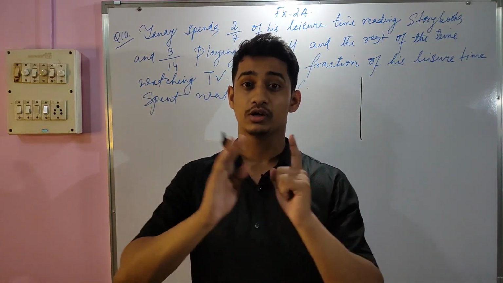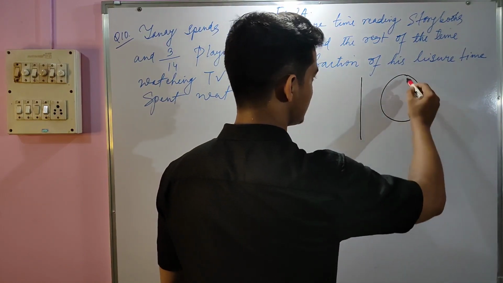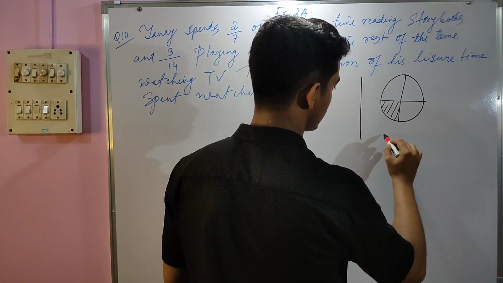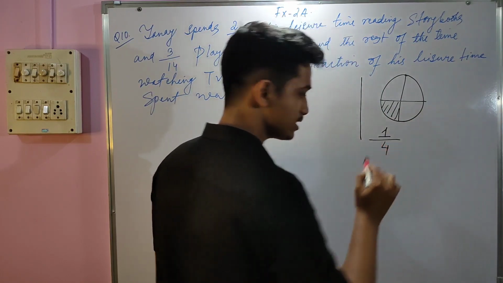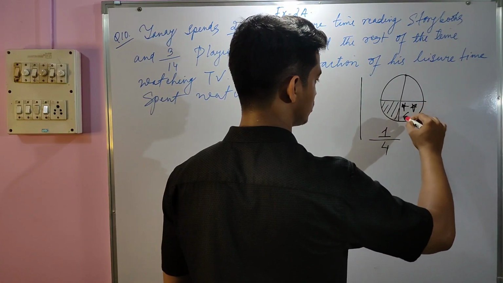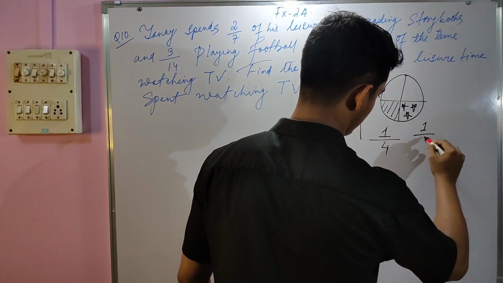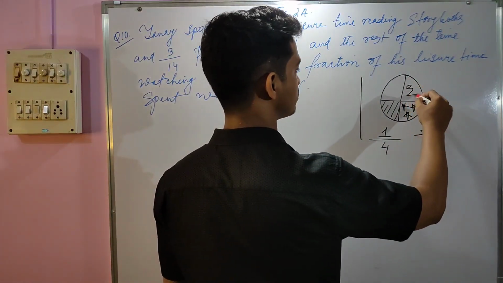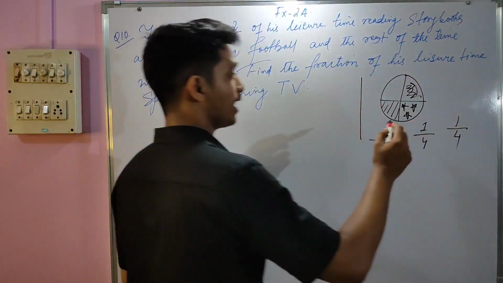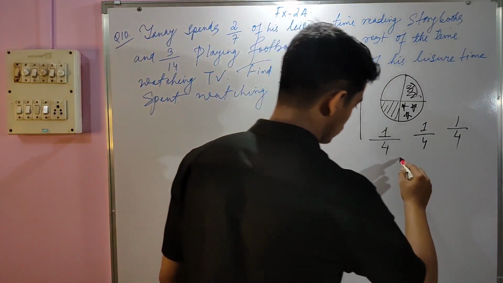Let's go back to the concept of fraction. What I have discussed is that there is one pizza and it is divided into 4 equal parts. So one part is 1 by 4, right? If I want to calculate this part, what is the fraction for this part? That is 1 by 4. This part? That is 1 by 4. And this particular part? That is 1 by 4.